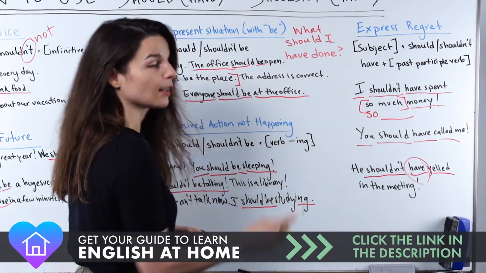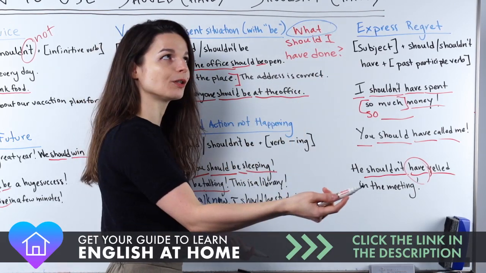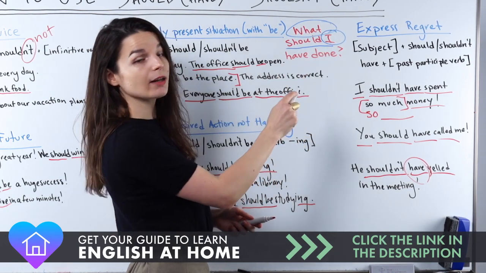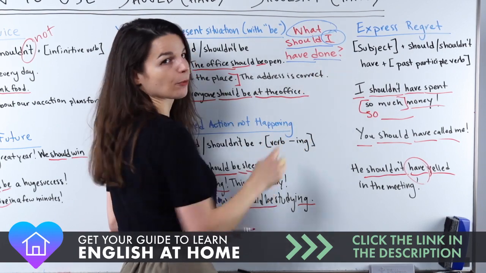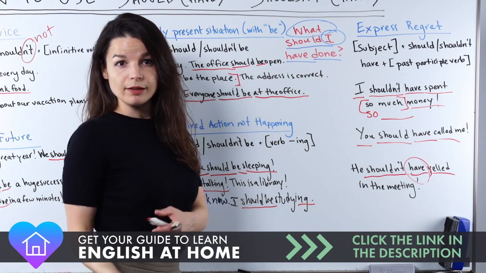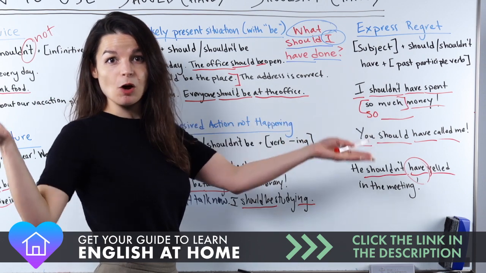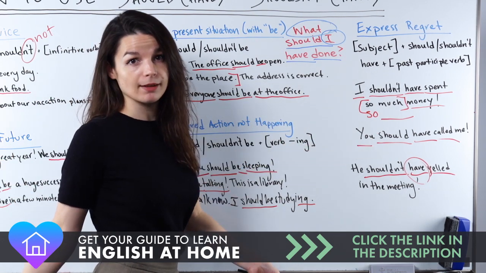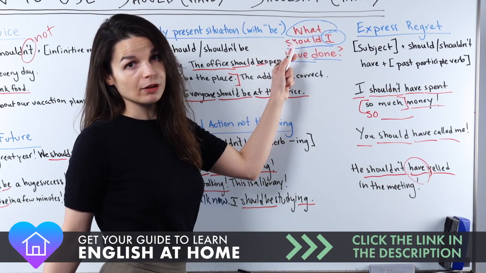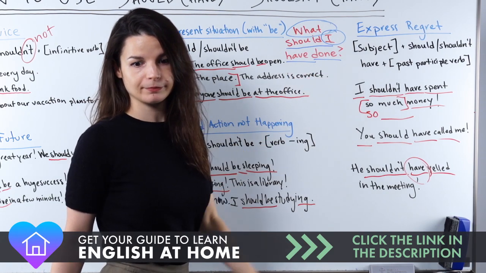So to break this down, what's happening here? WH question. What, in this case, what? You could use who or where or whatever. Should I, or your subject, have past participle verb? What should I have done? Where should I have gone? Who should I have spoken to? So this is how you can ask for feedback about something that didn't go as planned in the past. I hope that this helps you. So again, to recap, WH question, should or shouldn't, subject, have, past participle verb.